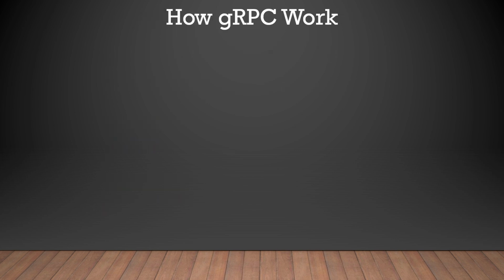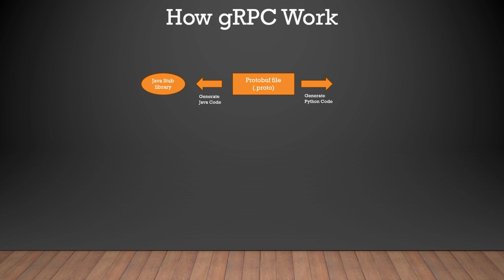Now let us see how gRPC actually works. First, we'll create a protocol buffer file. We have seen the syntax in the previous slide, and in the same way we'll create a file with extension .proto. Then using the gRPC tools, we generate language specific stubs. Here we are creating a Java stub, so a Java library will be created. Then for Python, library files will be created. What we need now is a server and client. The client will call a function in the server. The server will process the data and send back the response.